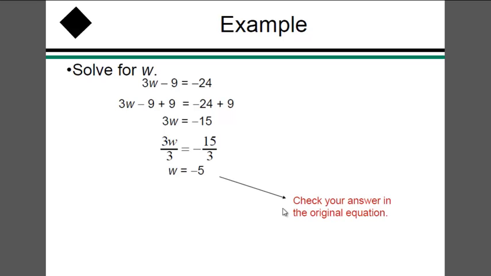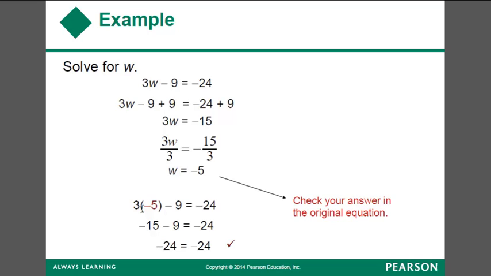Make sure that in any problem you are checking your answer by plugging your solution into the original equation. So I'm going to plug in the negative 5 for w in my original equation, and I'm going to have 3 times negative 5 minus 9. Does that equal negative 24? Well, 3 times negative 5 equals negative 15. Negative 15 minus 9 equals negative 24. Negative 24 does equal negative 24. So w equal to negative 5 is my solution for this problem.